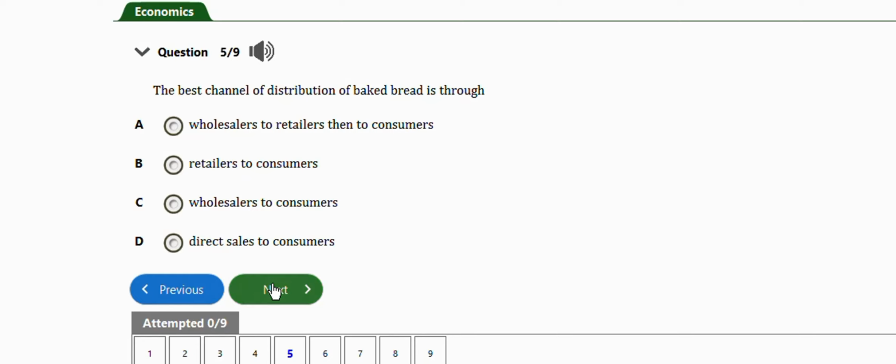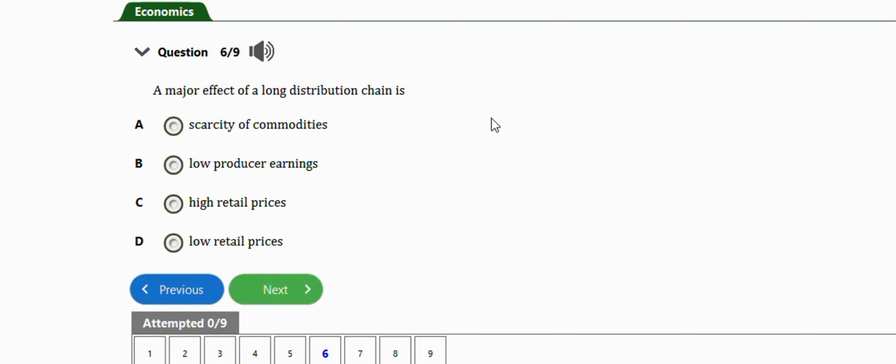Okay, next question is this one. It says, a major effect of a long distribution chain is we have scarcity of commodities, low producer earnings, high retail prices, low retail prices. Okay, so the answer to this question, a major effect of long distribution chain is high retail prices.